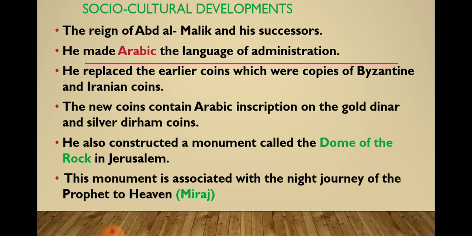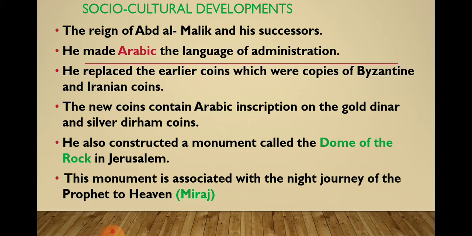Now, in the field of socio-cultural activities, let's look at the reign of Abd al-Malik and his successors, and the developments that happened during that time. He made Arabic the language of administration. He replaced the earlier coins, which were copied from Byzantine and Iranian coins, with a new one. The new coin had an Arabic inscription on the golden dinar and silver dirham coins.